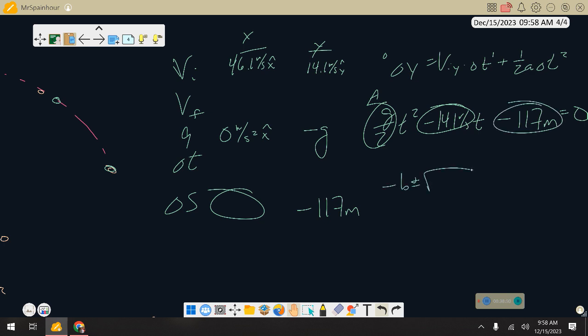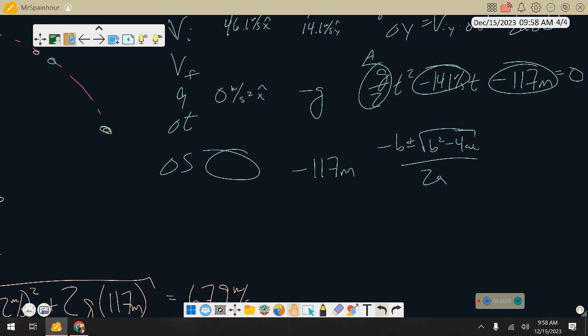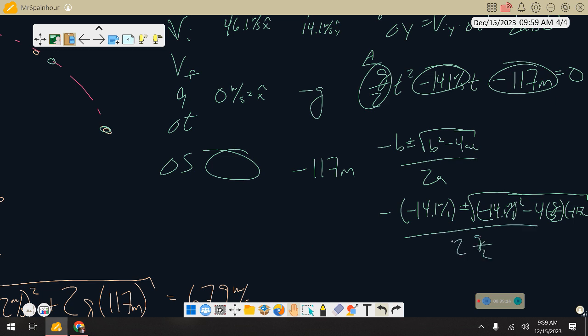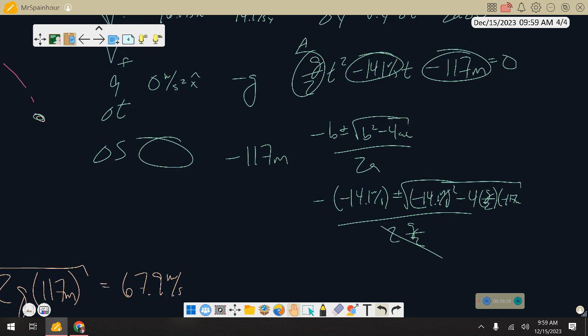Minus b, plus or minus. You don't have to write this out. I don't care, but I'm just putting it up here for reference. So this should be minus the negative 14.1 meters per second plus or minus the square root of negative 14.1 meters per second squared minus 4 times g over 2 times negative 117 meters, all over 2 times g over 2, 2's cancel. So we go to that side over there, 14.1 squared.